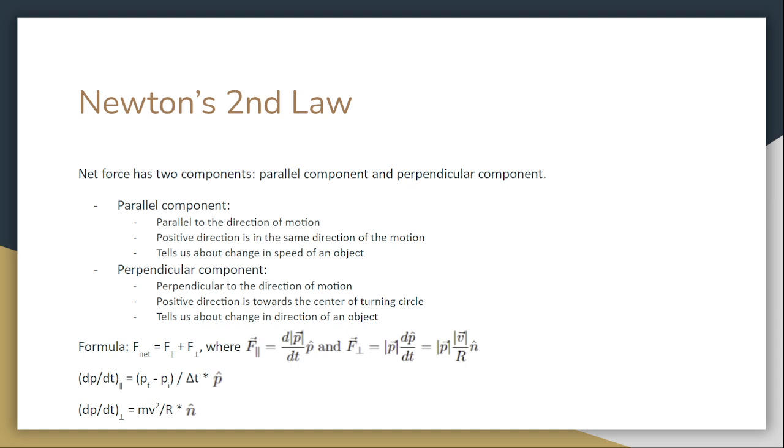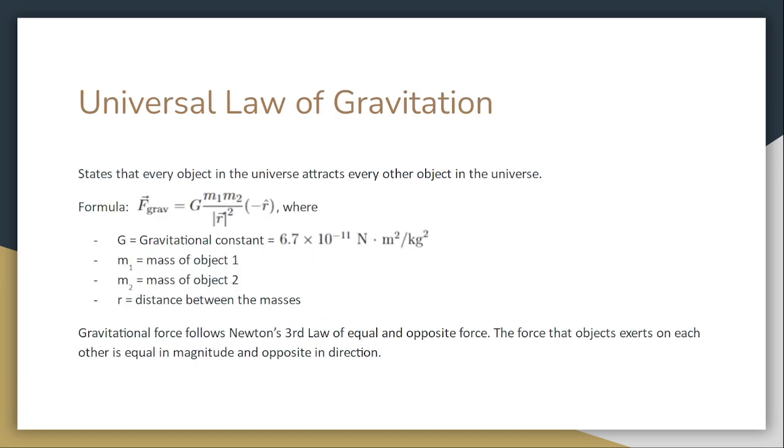The parallel component is parallel to the direction of motion and tells us about the change in speed of an object. The perpendicular component is perpendicular to the direction of the motion and tells us about the change in direction of an object. The universal law of gravitation states that every object in the universe attracts every other object in the universe.